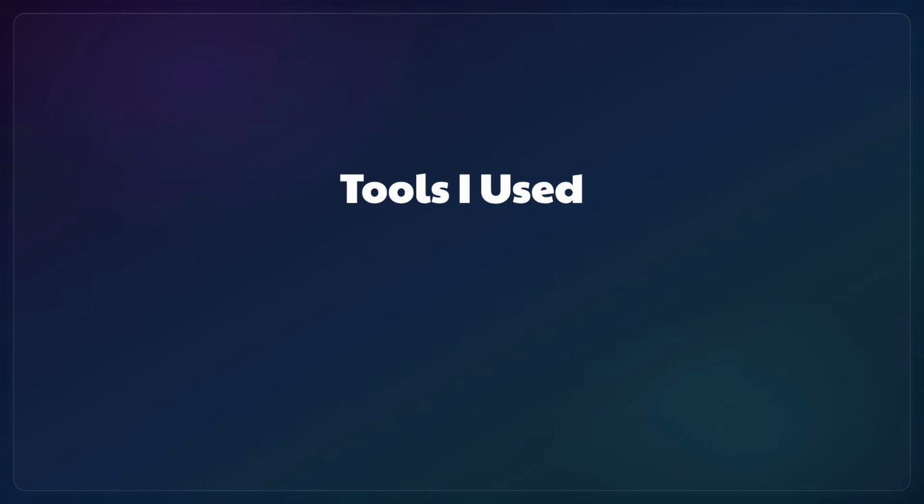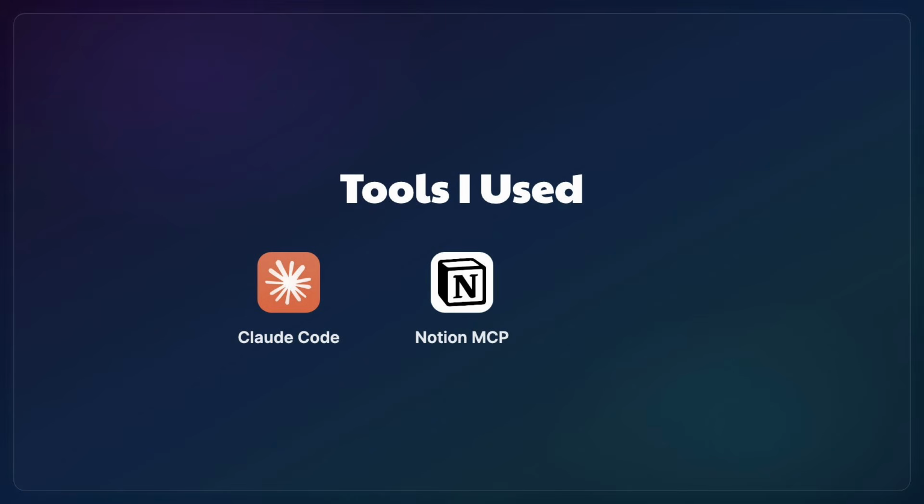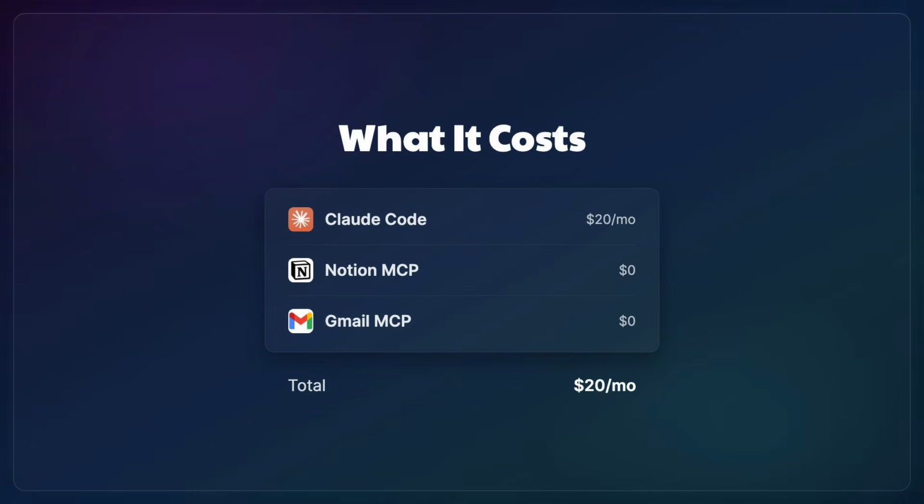I built this using Claude Code in VS Code. That's for building. Once it's done, you run it through Claude Code like the demo, plus Notion MCP and Gmail MCP. Basically, letting Claude talk directly to your Notion and Gmail, reading and writing data on its own. Claude Code generates the invoices for you, nothing to install, and the whole thing costs $20 a month.